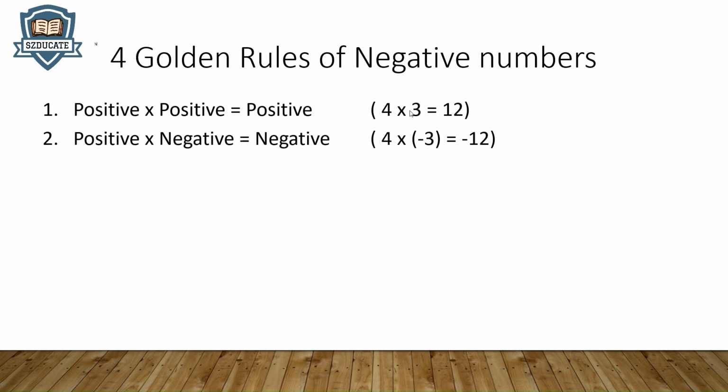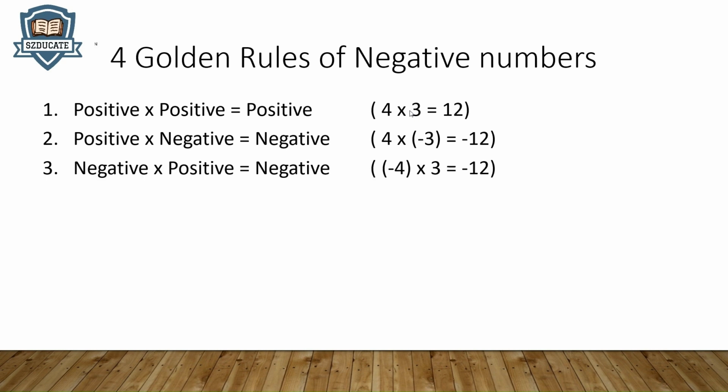positive times negative equals negative. The first number 4 is a positive number. Negative 3 is a negative number. So your result will be negative. 4 times 3 is 12. Because your result will be negative, it's just negative 12. Okay, you have to combine in this way.